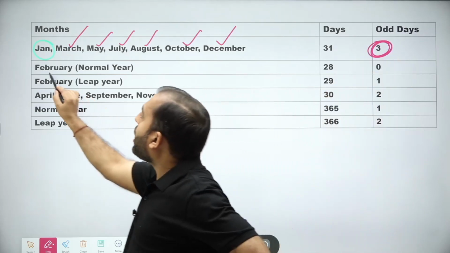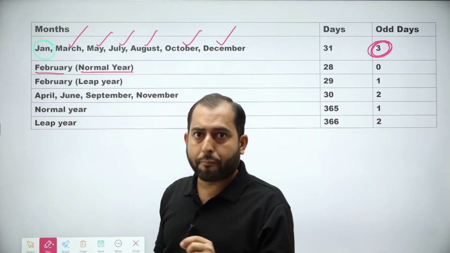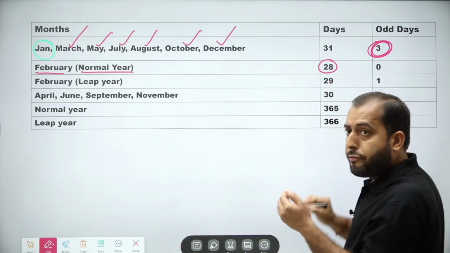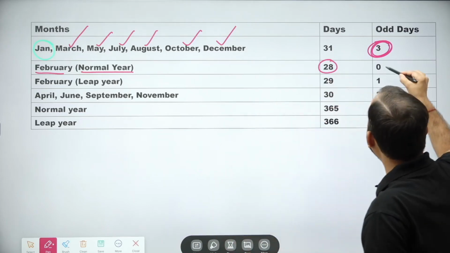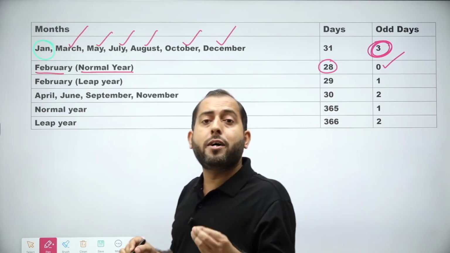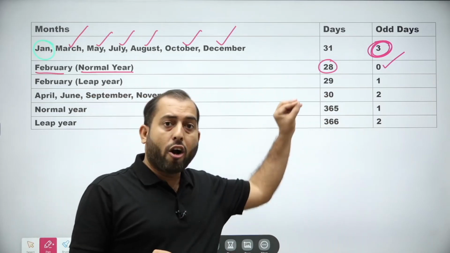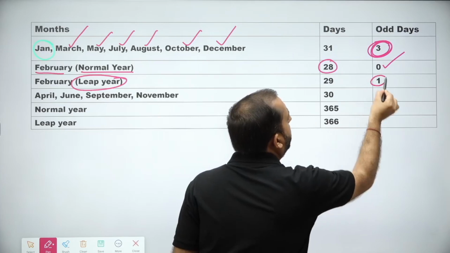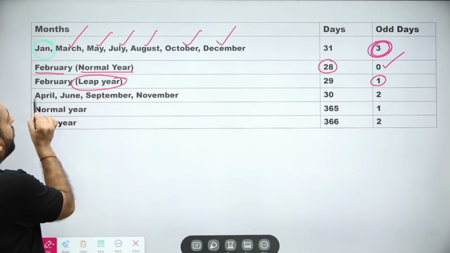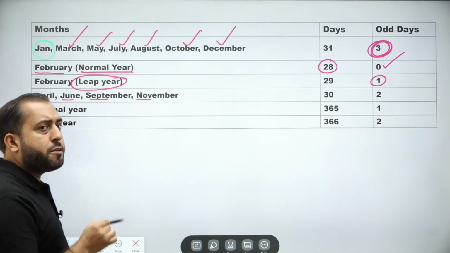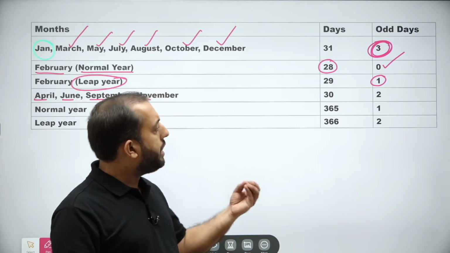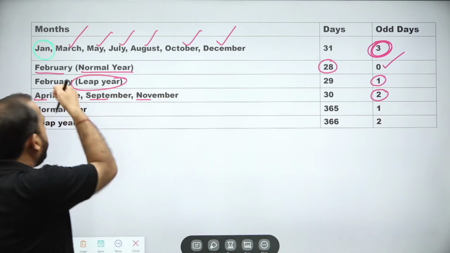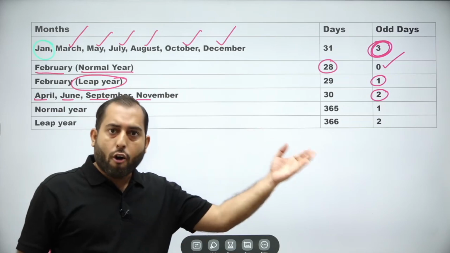month. If you talk about February of a normal year, in the February of a normal year, total number of days are 28, and if you divide 28 by 7, the remainder obtained is 0. So in the February month of a normal year, total number of odd days are 0, whereas in case of a leap year, total number of odd days are 1. Similarly, in the months of April, June, September, November, each month contains 30 days. 30 when divided by 7, remainder obtained is 2. So in each of these 4 months, number of odd days are 2.